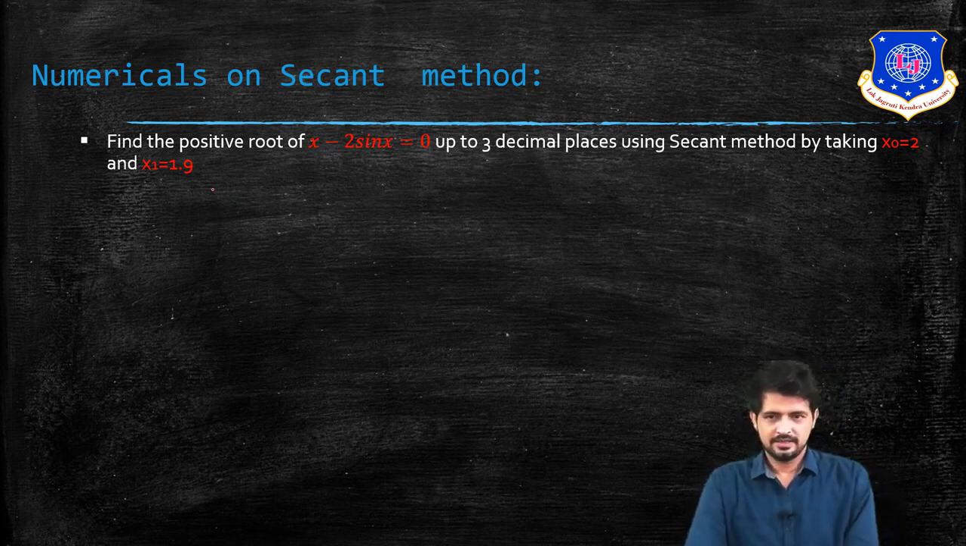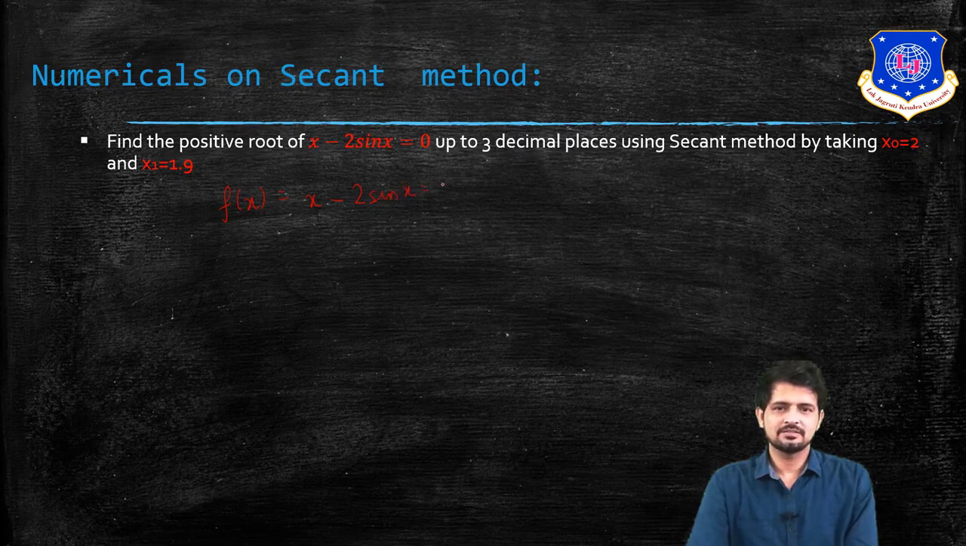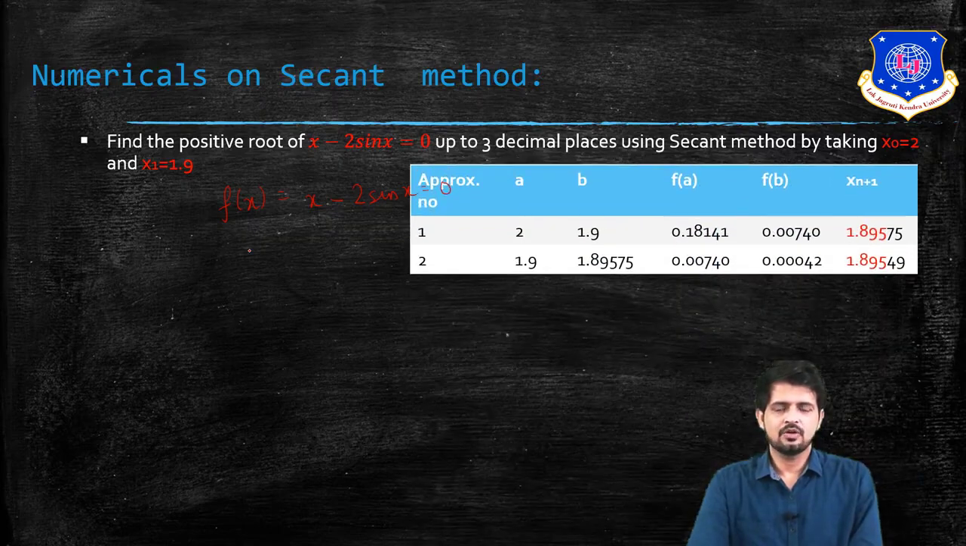Okay, see here you can write f of x is equal to x minus 2 sin x equals 0, which is given. Like Newton-Raphson or bisection, there is no need to find anything. You have to just draw one table. Okay, here I have drawn one table. What we have to do?